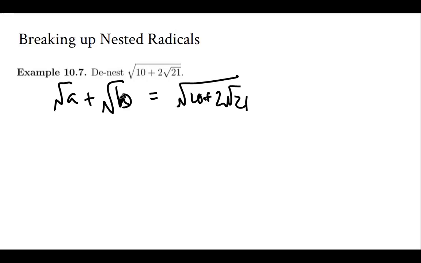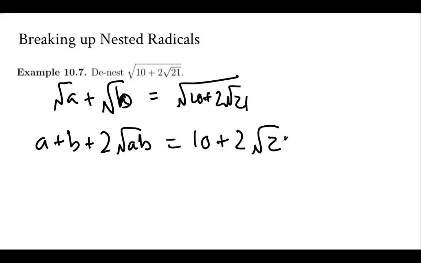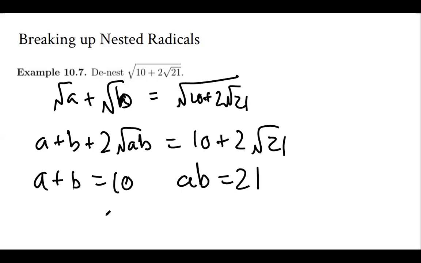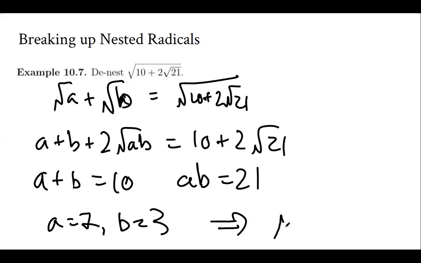So if we square both sides of this equation, we can get a plus b plus 2 root ab equals 10 plus 2 root 21. So that means a plus b equals 10 and ab equals 21. And that gives us a equals 7, b equals 3, or the other way around, but it produces the same result. And that means that this radical can be denested as 7 plus root 3.